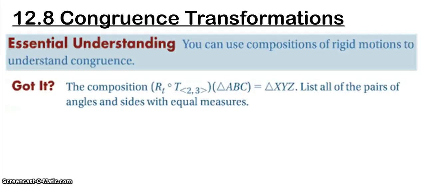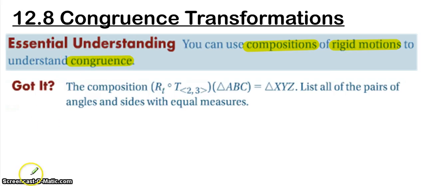To wrap up our topic 12, we are back today in 12.8 dealing with congruence transformations. So, the big idea here is that we can use the composition of rigid motions. Now, the big thing is rigid motions. Remember that rigid motions means that it maintains the size, the angles, the distances, everything on the shape stays the same except for where the shape is actually located. So, that keeps it congruent.